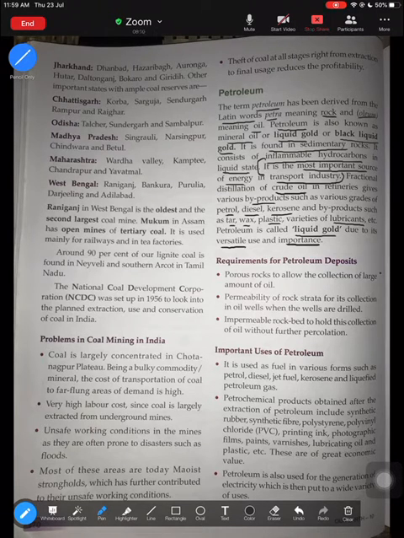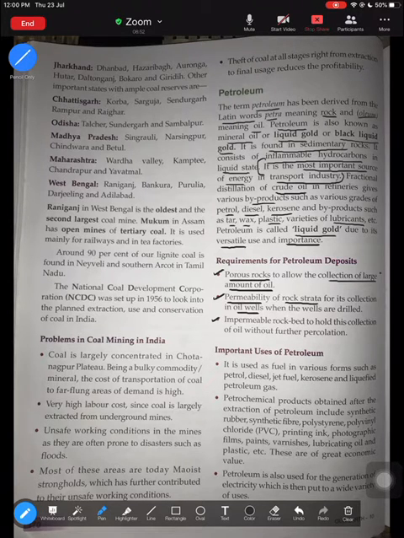Now, what are the requirements for petroleum deposits? If petroleum is to be deposited, what are the different requirements? First, the rock has to be porous. Porous rock means it has pores or cracks which can allow the storage of a large amount of oil, so that the oil can seep in and get stored. Second, permeability of rock strata. Strata means layers. So the layers of the rock have to be permeable, meaning they allow oil to seep in. Permeable means something that allows water to seep in, but here we're talking about the oil. So if the rock layers are permeable, the oil can seep in and the collection can take place.